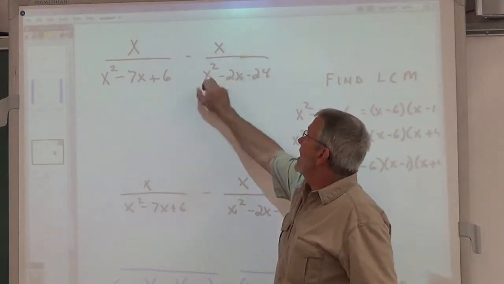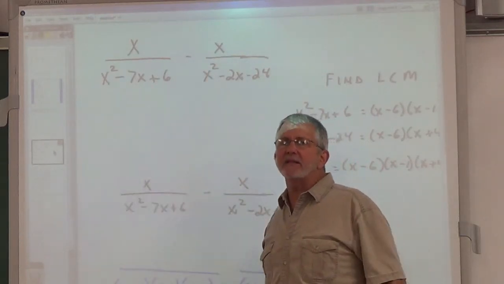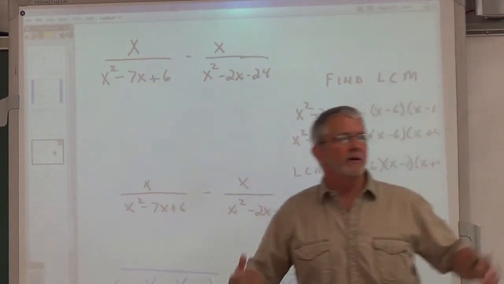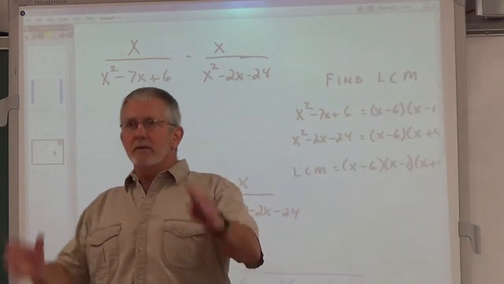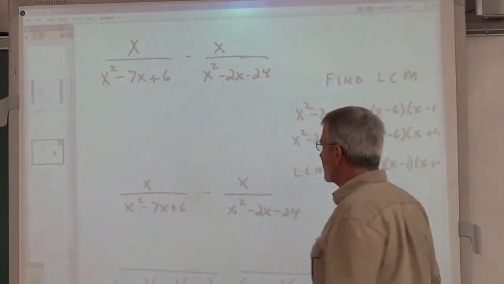So I have this one right here, x over x squared minus 2x minus 24. And I'm going to subtract. But I need to find the least common multiple of this one and this one. How do you find the least common multiple? How do you find that? You factor them. You factor them, and that's what we're doing over here.